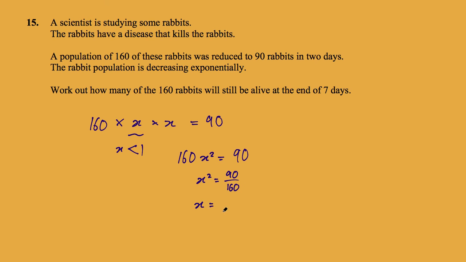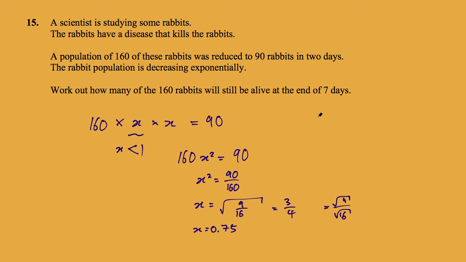X is the square root of that. Square root of 9 over 16, which actually is 3/4. Didn't need a calculator for that because square root of 9 is 3 and square root of 16 is 4, and that's how surds work. I could have written that root 9 over 16 equals root 9 over root 16, and that would leave me with 3/4. So x equals 3/4, which is 0.75.